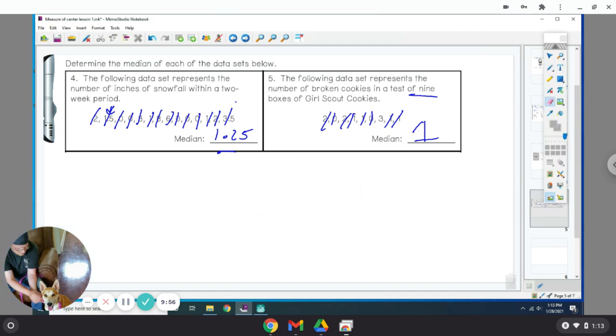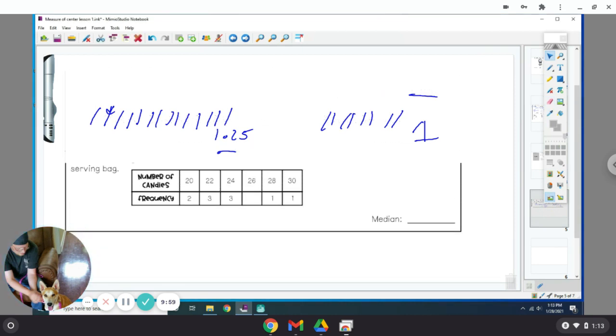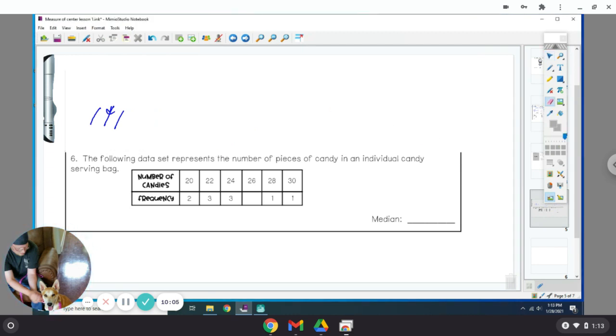Okay. So now we're going to try this one. Number 6 is placed in a frequency table. A frequency table just represents how often a number appears. The following shows the number of pieces of candy in a bag. So 2 bags had 20 pieces, 3 bags had 22, 3 bags had 24, 1 had 28, and 1 had 30. This is actually a nice frequency table because it makes you order it from least to greatest already, because there's 2 20s, 2 22s, 3 24s.